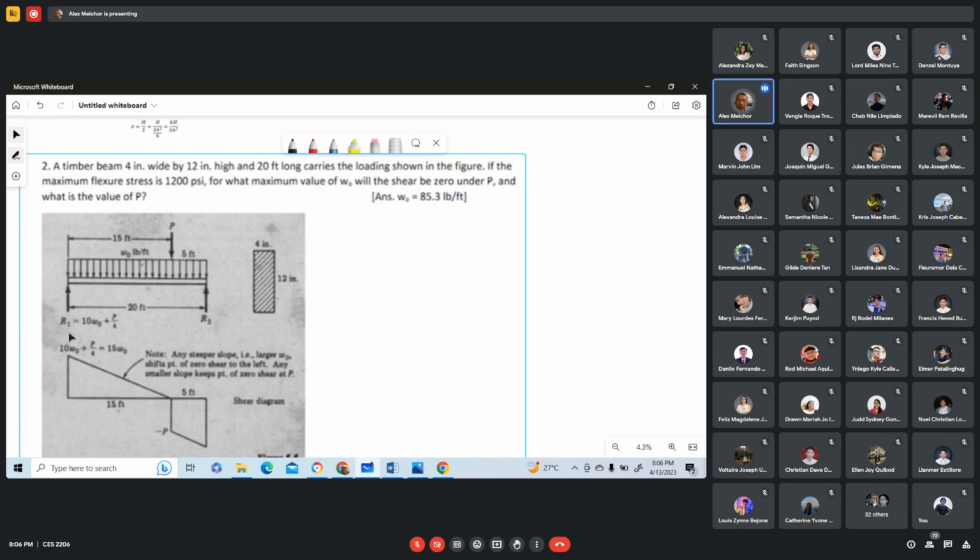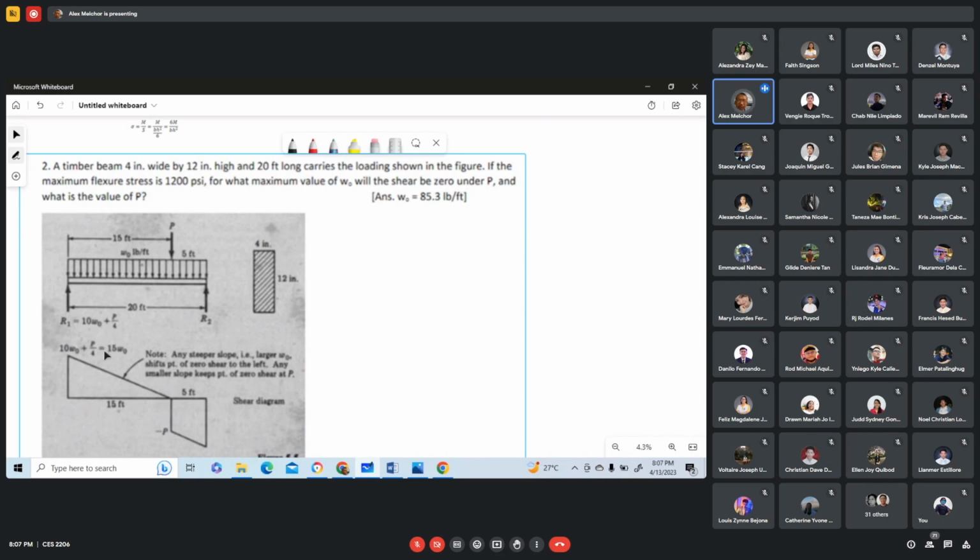Now, we first solve for the reaction R sub 1. Solving for the reaction R sub 1, R sub 1 is 10 W sub O plus P over 4. This R sub 1 is determined by summing up moments about R sub 2 equal to 0. Okay. So we have here the shear diagram, and the shear at the left section is this 10 W sub O plus P over 4.